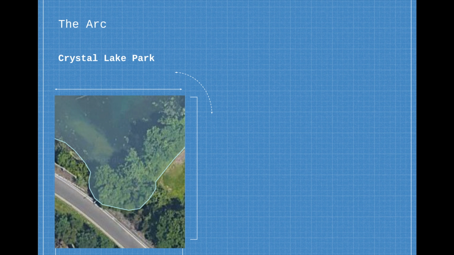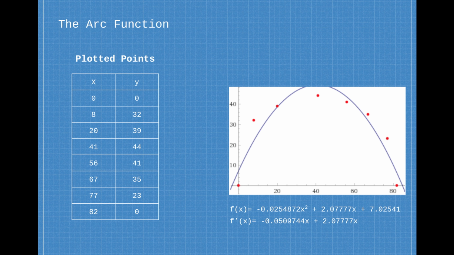And so then I decided to pick some points on the line in which I would measure the height from the x-axis to that point using the ruler tool. I then put all these points into a data table and plotted them onto Wolfram Alpha's quadratic regression calculator, which gave me this graph along with the associated function.